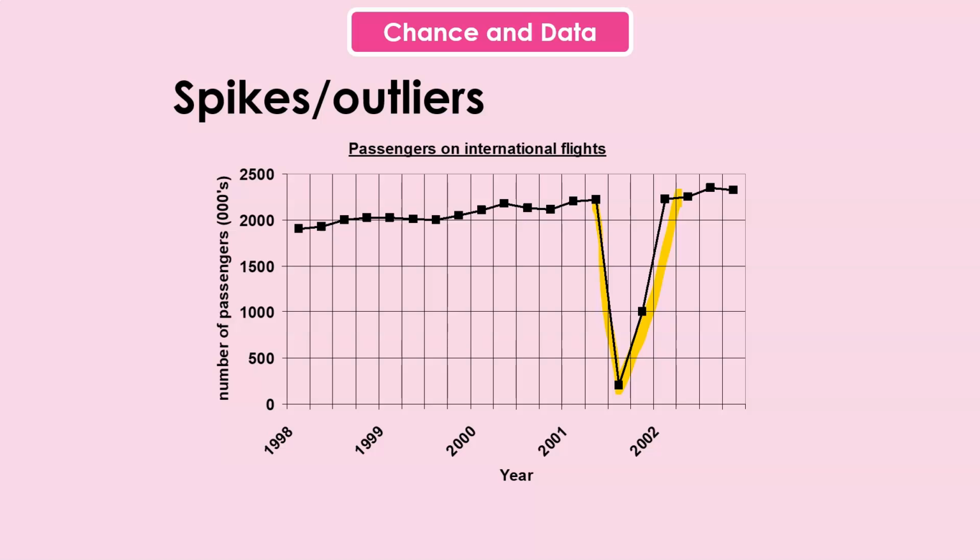And obviously looking at the dates, we can see that that's around the time of 9/11, or the September 11th attacks, when they cancelled a lot of flights. But what we should be able to see from the overall trend is that it recovered back to its normal pattern. That carried on there.